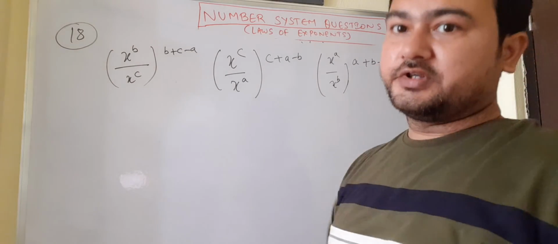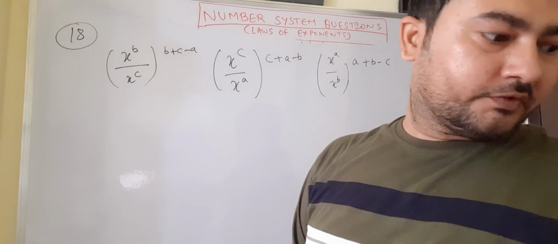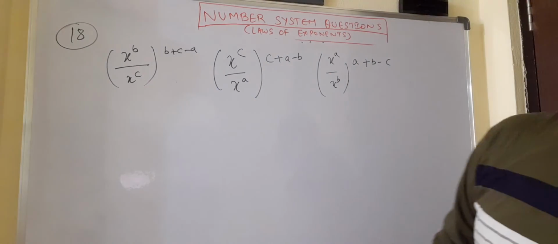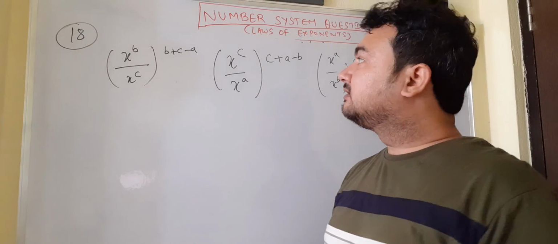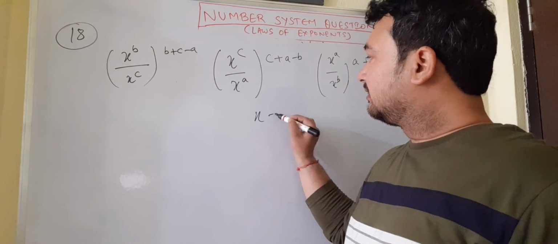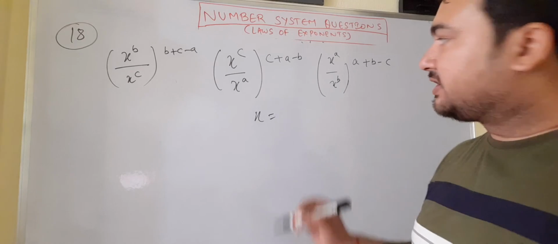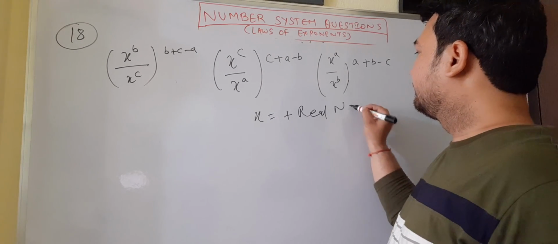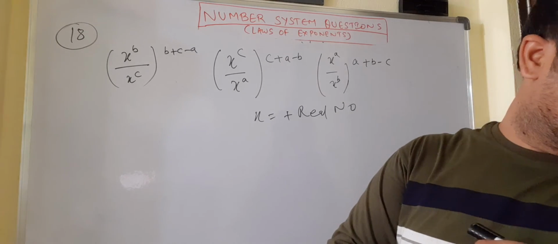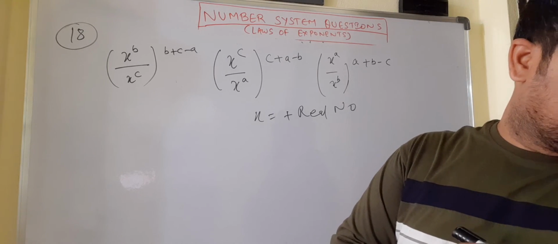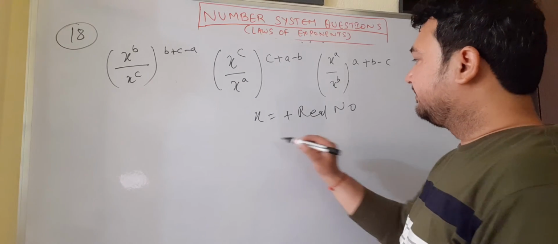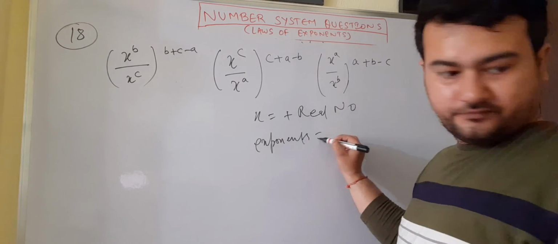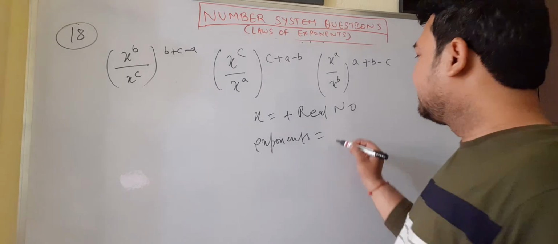This is your question, and the question says x is a positive real number. X is any positive real number. The question also gives you that the exponents are rational numbers.